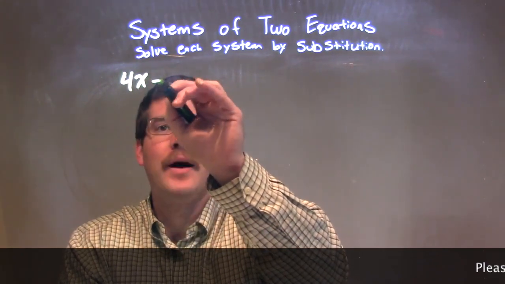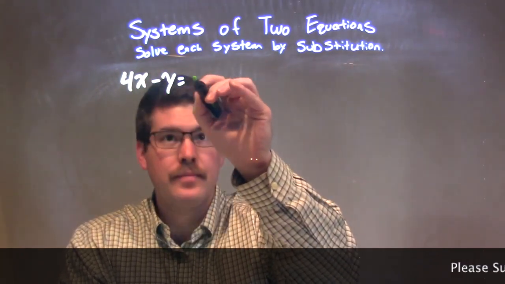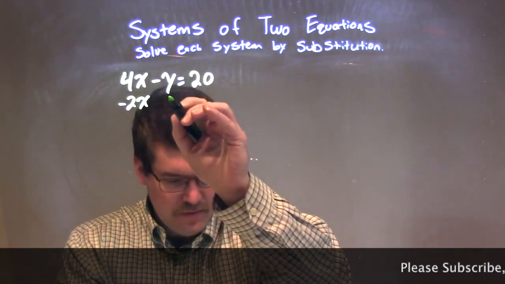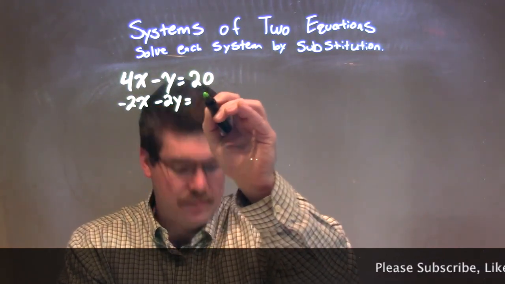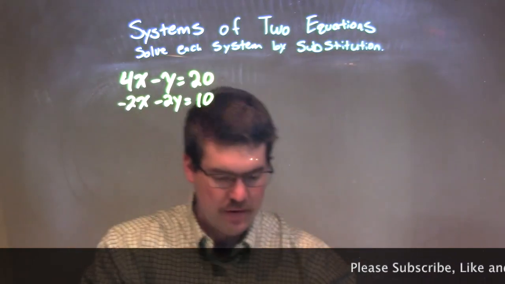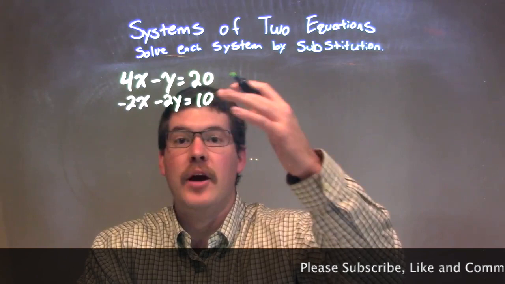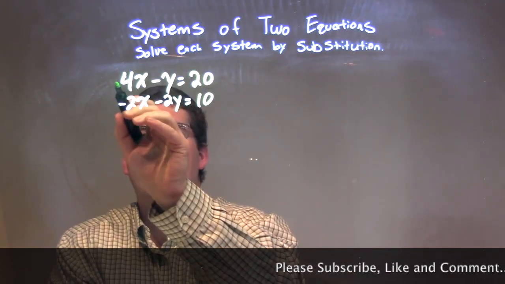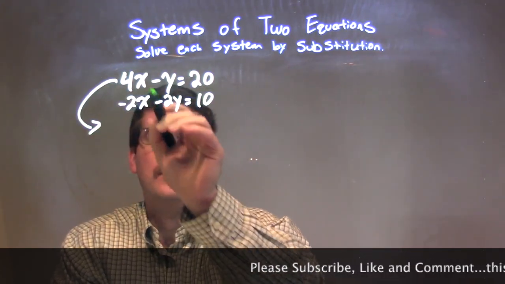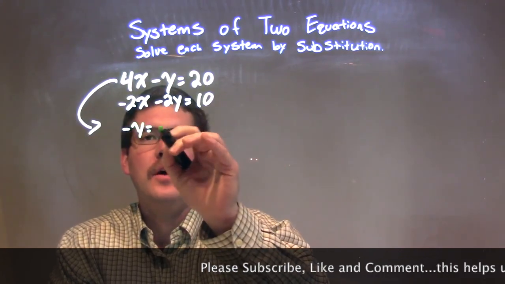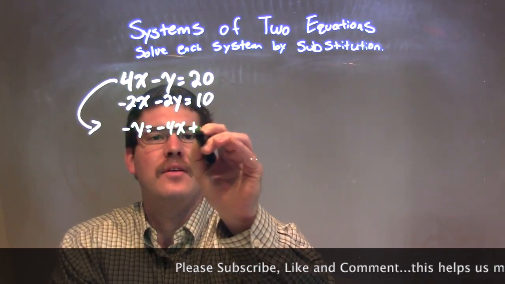4x minus y equals 20, and negative 2x minus 2y equals 10. Well, from there, what I want to do is get a variable isolated. I think that's easier in my first equation. So I'm going to rewrite my first equation here, but I'm going to subtract 4x on both sides. So I have negative y equals negative 4x plus 20.